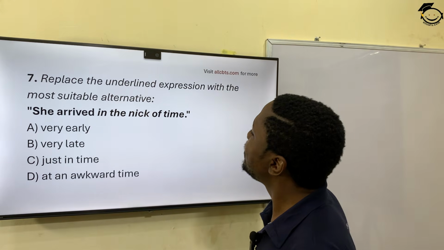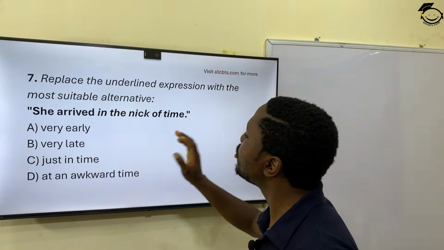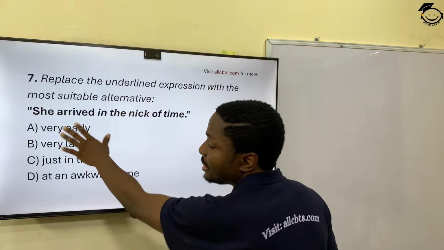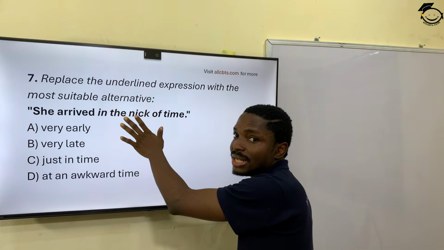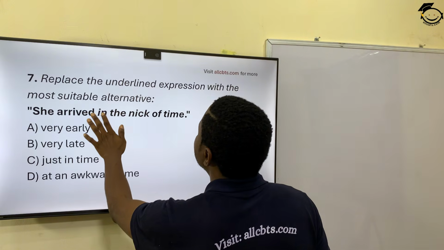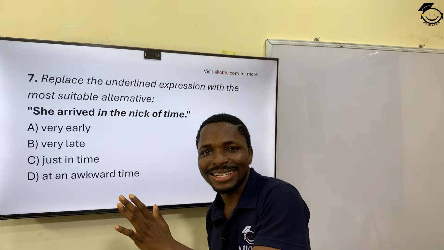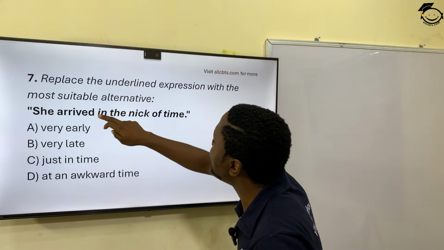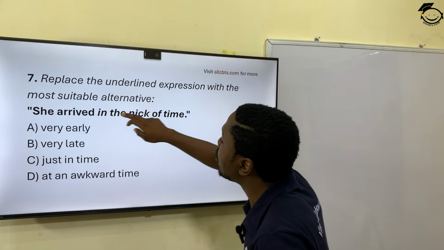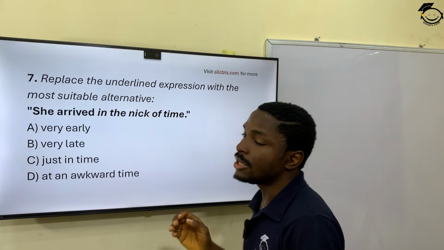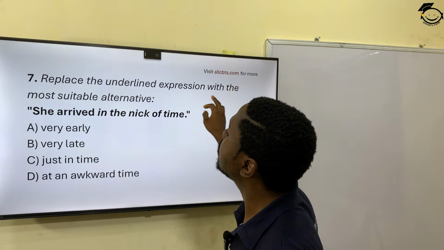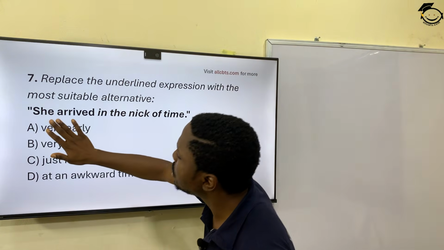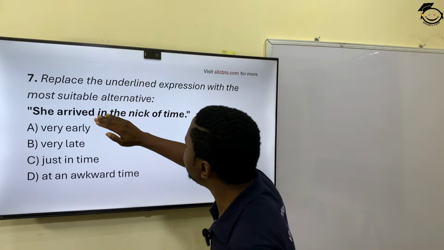Then question 7. Replace the underlined expression with the most suitable alternative. Now, what's the underlined expression? In this particular case, it's not underlined. Actually, it's italic. So italic means slightly to the side. Okay. So she arrived in the nick of time. So this particular part of this sentence or phrase, in the nick of time, is what you are to replace with the most suitable. So which of these options would replace in the nick of time?